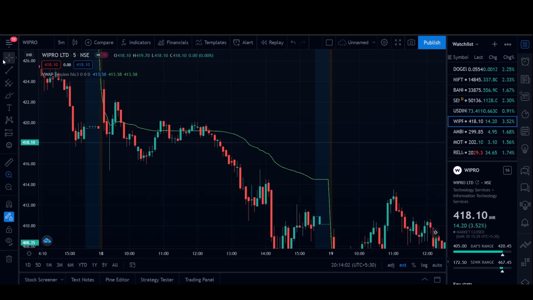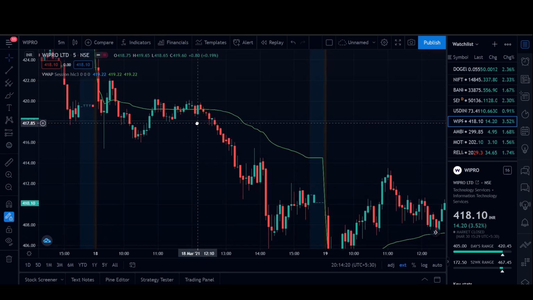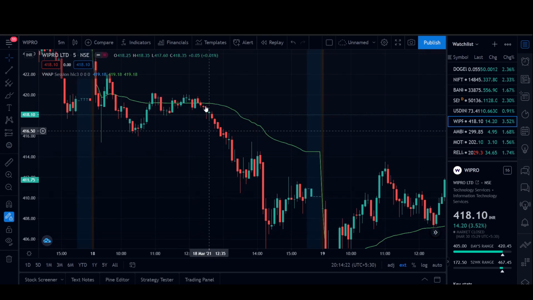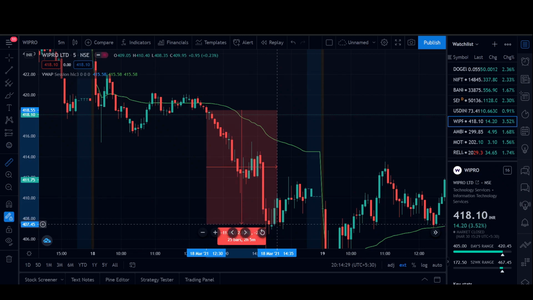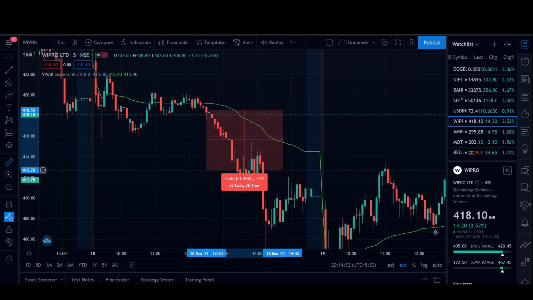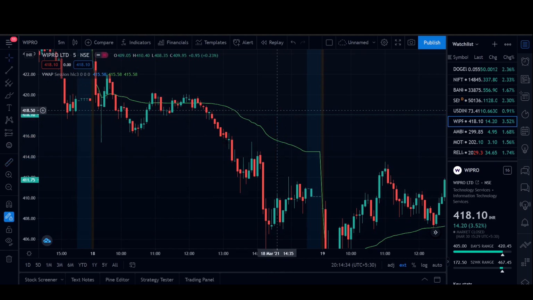As we can see, on March 18th, Wipro has broken the VWAP, around 12 in the noon. The price has broken the VWAP and is staying down. So what it is indicating is a short position. And as we can see here, it took a very big reversal of around 2 to 2.5%, which we could have easily caught using the VWAP indicator.